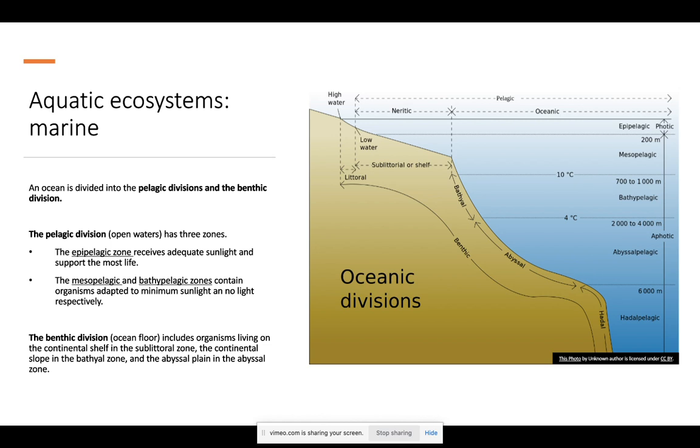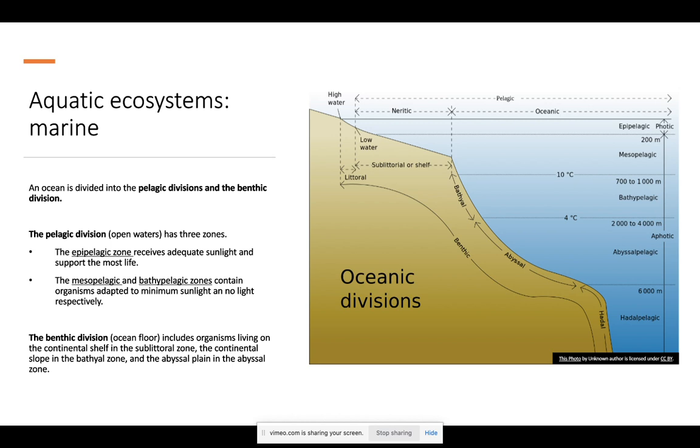There's different zones of the pelagic. So we've just had the benthic division, which is predominantly the bottom portion of the continental shelf, and it's divided again into the sublittoral, bathyal, and abyssal, as you can see over here. But the pelagic is divided into three different layers as well.